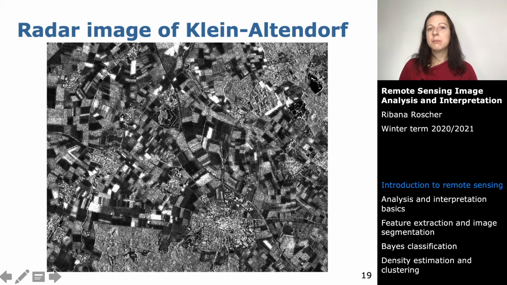Radar images capture the structure of the Earth's surface. This is an image of Klein-Altendorf, an area close to Bonn, where you can see a lot of agriculture fields. The pattern of black and white in this image indicates how rough the surface is. If you see a quite dark area, it means the surface is quite flat and smooth. If you see a very noisy area, it means there's a lot of structure, for example, like a crop field.